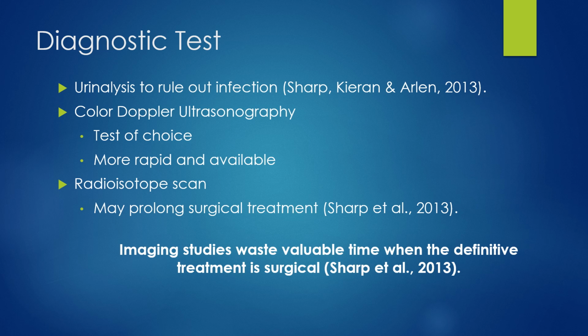Providers should use the following diagnostic tests in order to confirm and/or rule out the diagnosis of a testicular torsion. Providers must include a urine analysis in order to rule out any type of infections. Providers will also want to include either a color Doppler ultrasound and/or a radioisotopic scan. Providers should know that a Doppler ultrasound is more rapidly available than a radioisotopic scan.